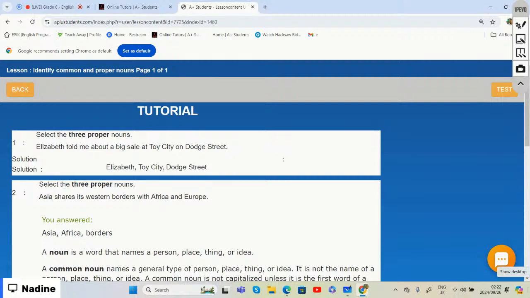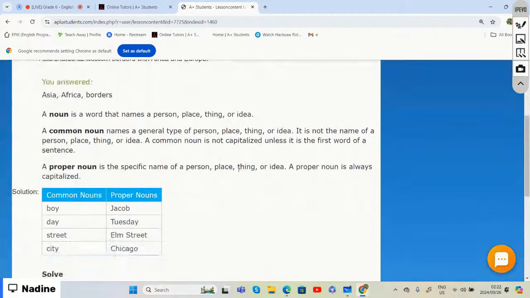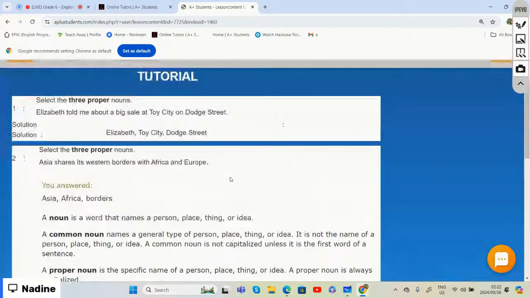All right. So now we're going to look at... we already went over what a common noun is and we went over what a proper noun is, right? So now we're just going to look at a few activities and then we are going to our test.